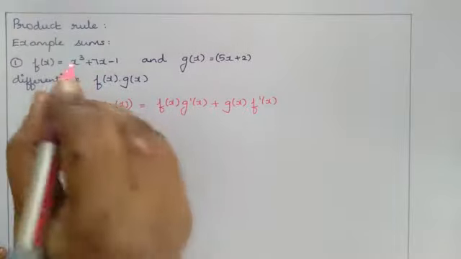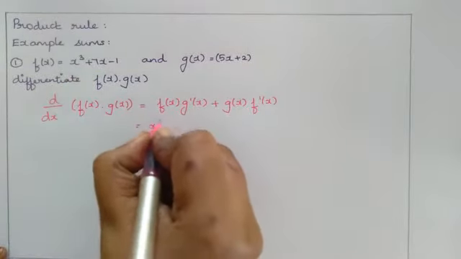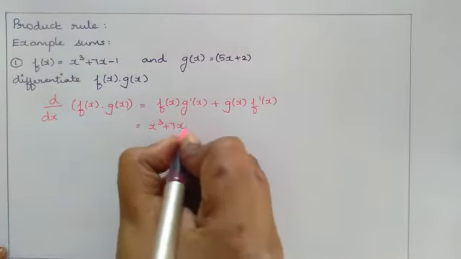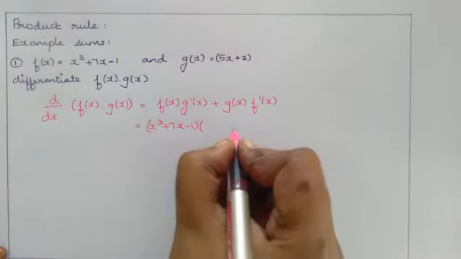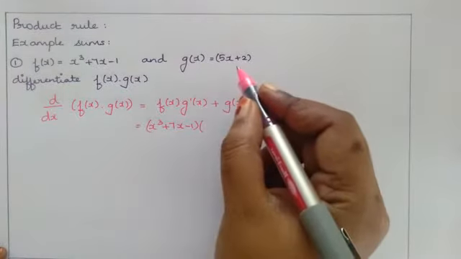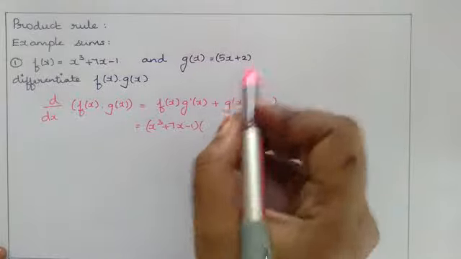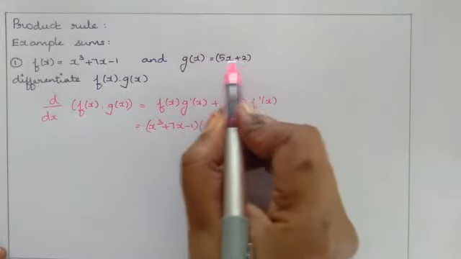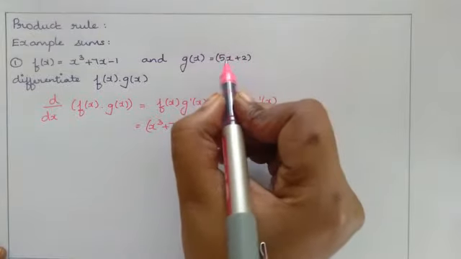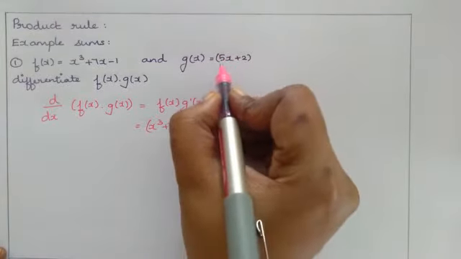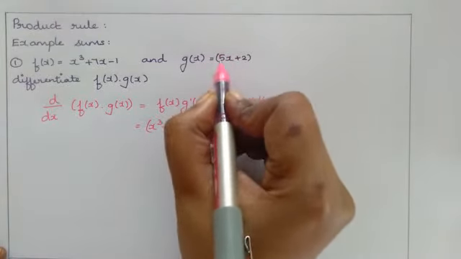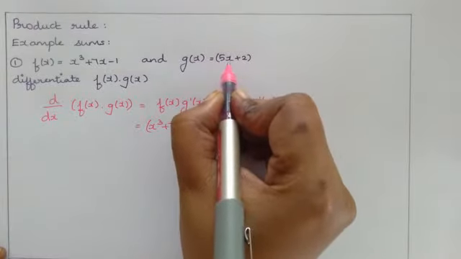Now here f of x is x cube plus 7x minus 1. Multiply it with g dash of x. Now we are going to differentiate g of x. This is a binomial, we have two terms. Let's differentiate the terms one by one. Look at the first term here. This is 5x actually.